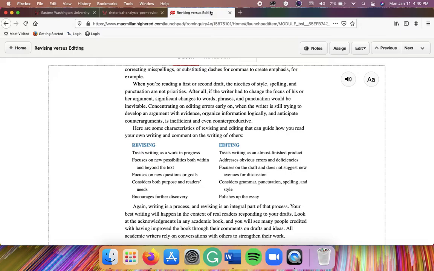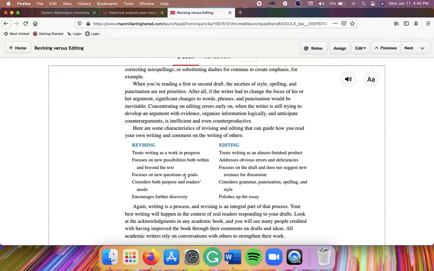So what you're doing is revising, not editing. Editing treats the paper as an almost finished product. It addresses obvious areas and deficiencies. You're not looking at the ideas contained within, you're trying to polish it up with sentence structure, grammar, punctuation, those sorts of things. You consider grammar, punctuation, spelling, style. It polishes up the essay, whereas revising treats it as a work in progress. You are focusing on new possibilities both within and beyond the text.